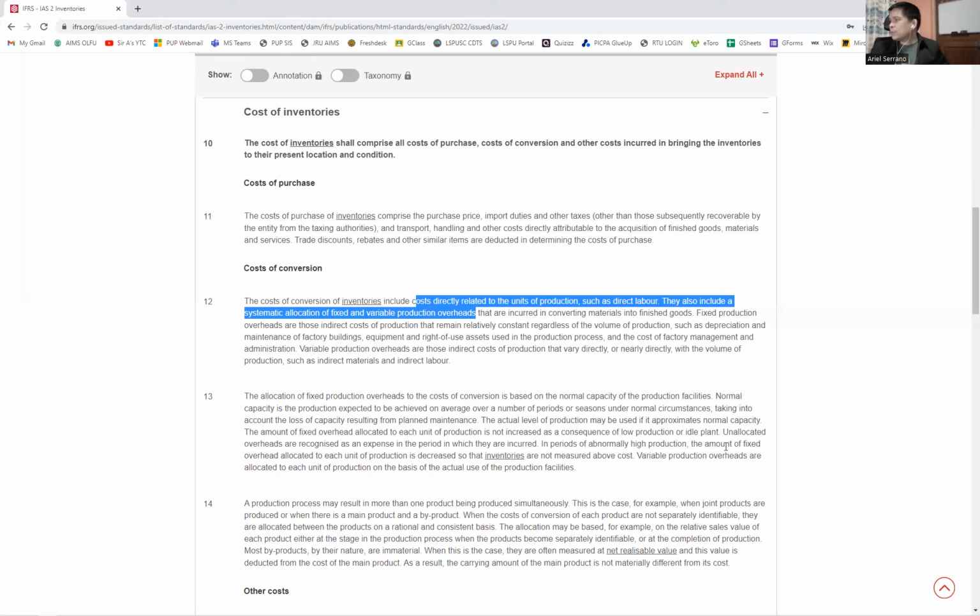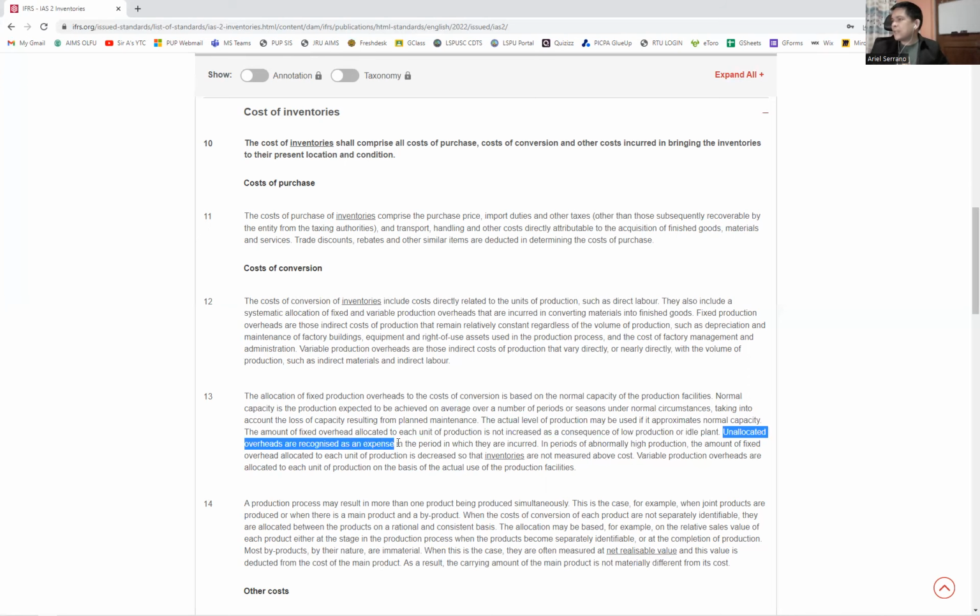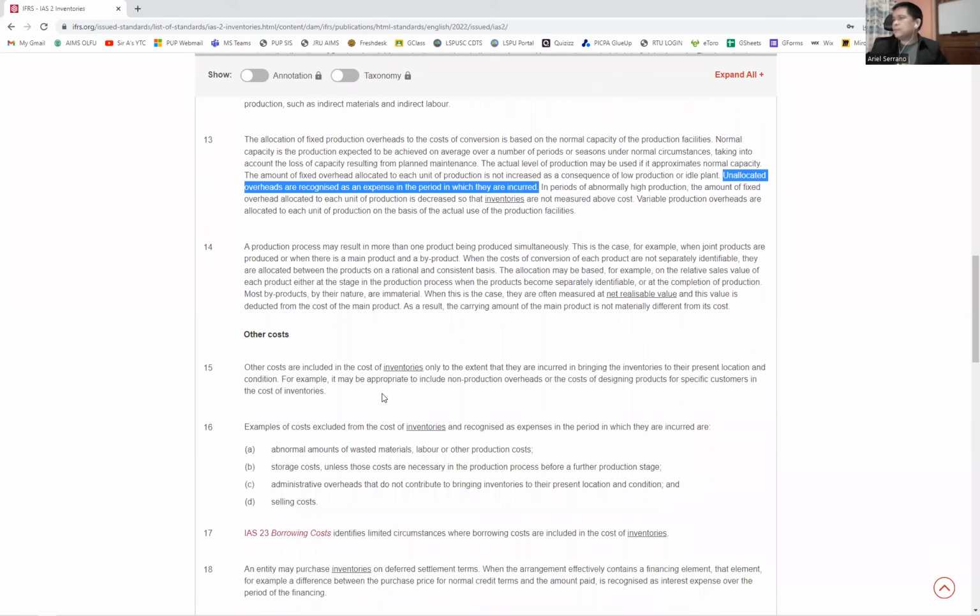At ito po yung tinutukoy dito, na unallocated overhead are recognized as an expense in the period in which they are incurred. Kaya nga sa cost accounting, meron tayong pinag-aaralan na comparison between product and period cost. Okay? So pag product cost, that is part of your inventory, pag period cost, expense outright. All right. Okay, now, how about the other costs?